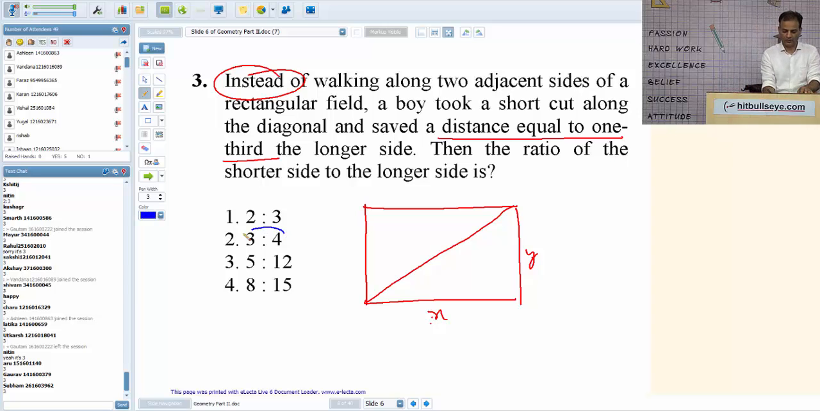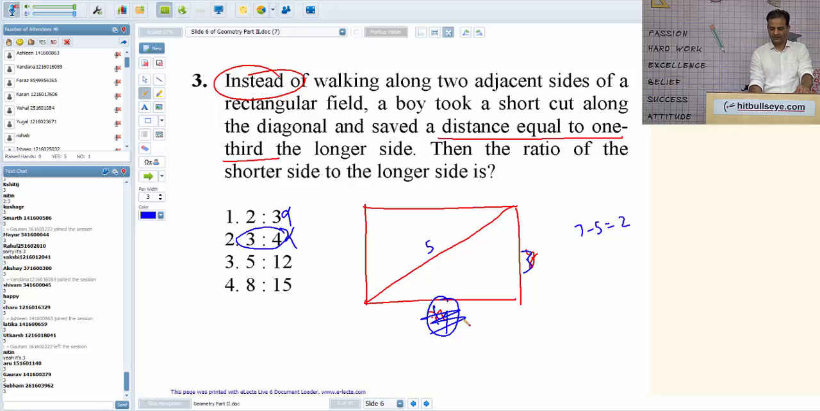If I take 3, 4, suppose this is 3, this is 4, then this should be 5. Initially the student has given 3, 4. Now 3 plus 4 is 7, and this way he is moving 5. He is saving 2, but this is not 1/3 of the longer side. So that means this is not possible. This is not possible. 5, 12.